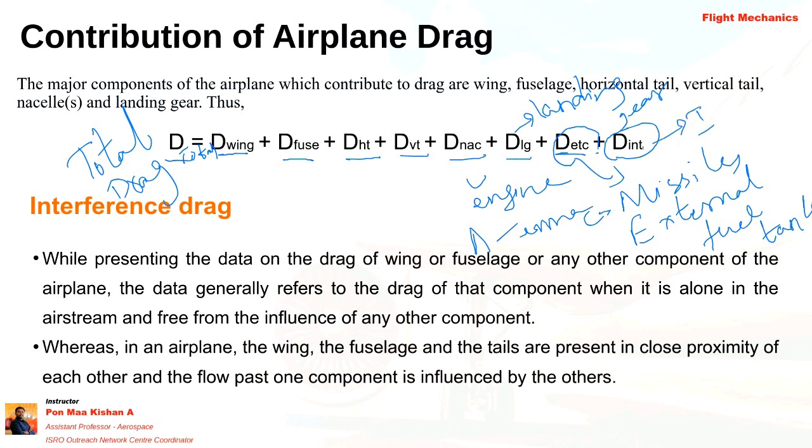So many of you might not have heard about this interference drag. Okay. So I will explain what interference drag is, because the next topic is interference drag only.